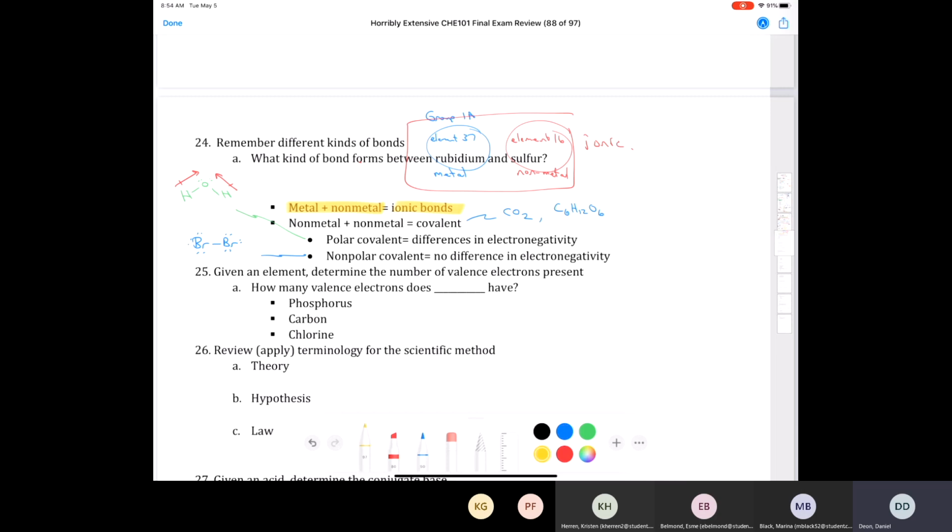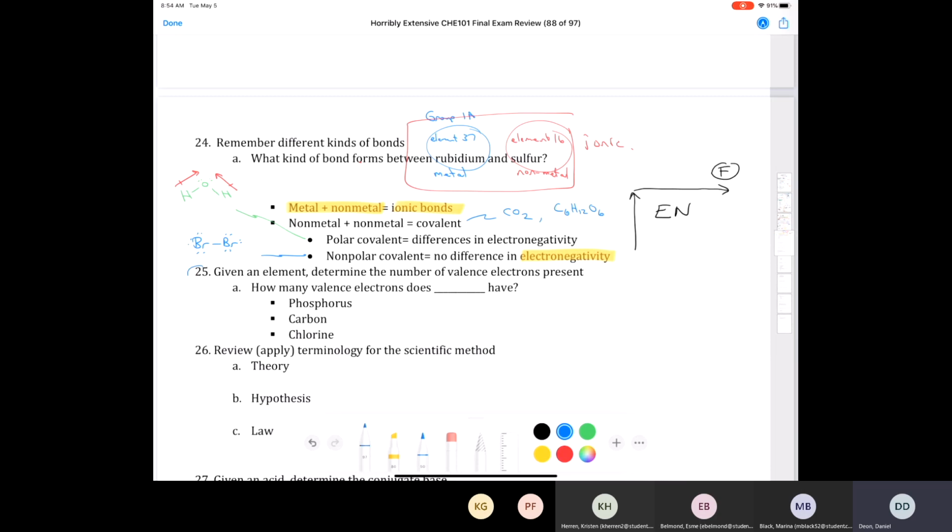Also, you should know the trends in electronegativity in the periodic table. If I have my periodic table, electronegativity increases as you go up and it increases as you go across like this. So we'll put EN for electronegativity. Fluorine is the most electronegative element. I believe that cesium is the least electronegative element, but that's neither here nor there.